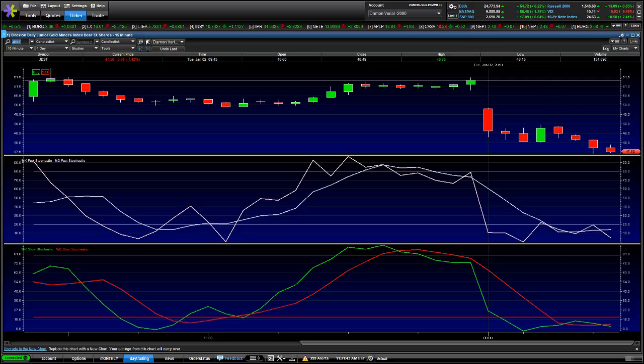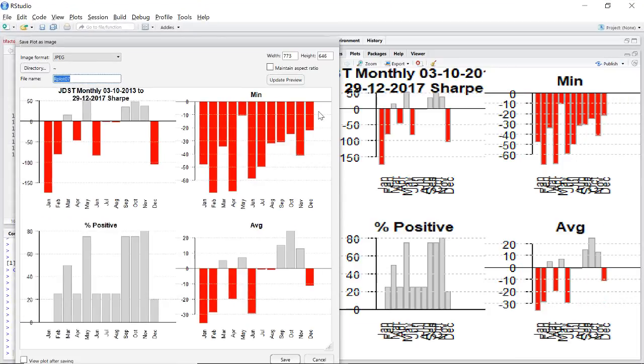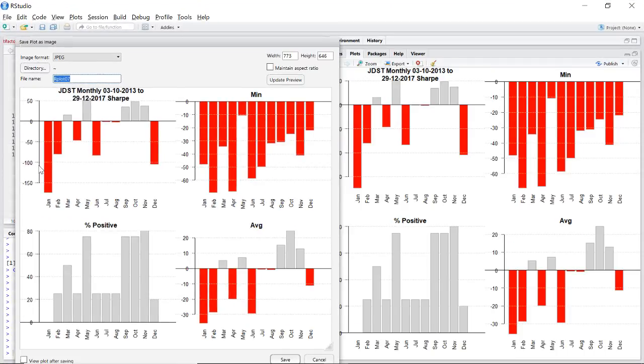I already have a short position actually. I'm going to be taking a short position with options as always. And what we're getting here is, again, I cannot drag this over for some reason, but a very strong negative Sharpe ratio in January. The average gains in January for JDust is below negative 30%, and the percent positive is 0.